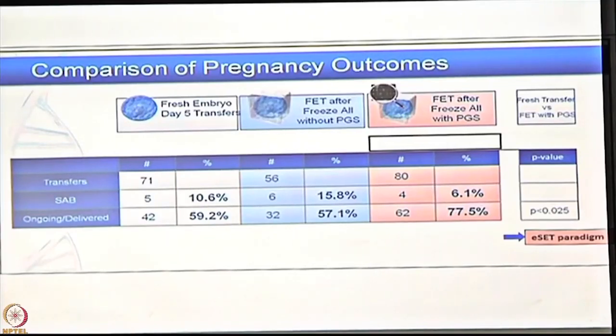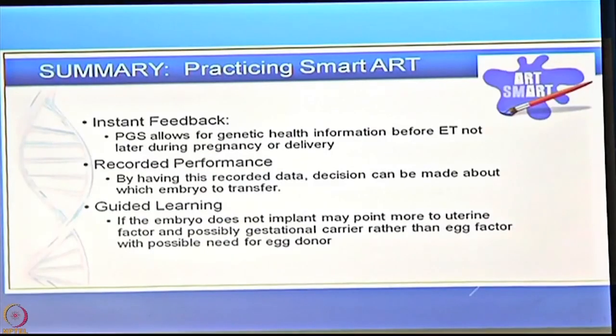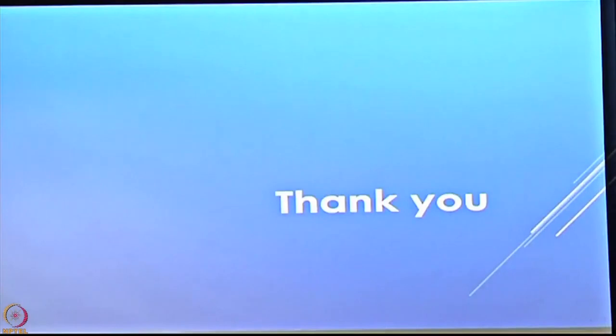When they don't do any test, the success rate is going to be 80% with this single embryo transfer paradigm, right? Because you identify all the chromosomes, where the problem is. If it's a deletion, don't proceed for the IVF. So this is the smart ART, right? Before proceeding, just do the PGS, validate that this embryo is good enough, and then go for the IVF cycle. Right. Thank you.